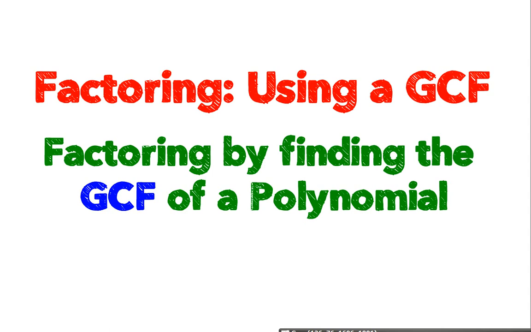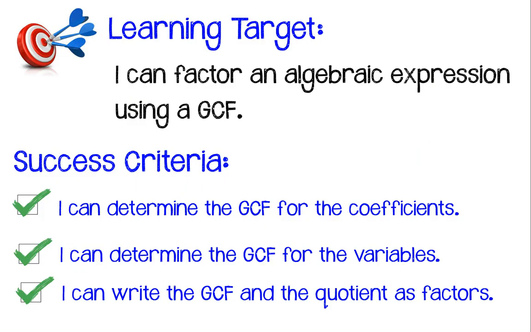In this tutorial, we'll practice factoring a polynomial by using a GCF, a greatest common factor. So by the end of this lesson, you should be able to factor an algebraic expression using a GCF by doing the following three things correctly: determining the GCF for the coefficients, determining the GCF for the variables, and writing the GCF and that quotient as factors of each other.